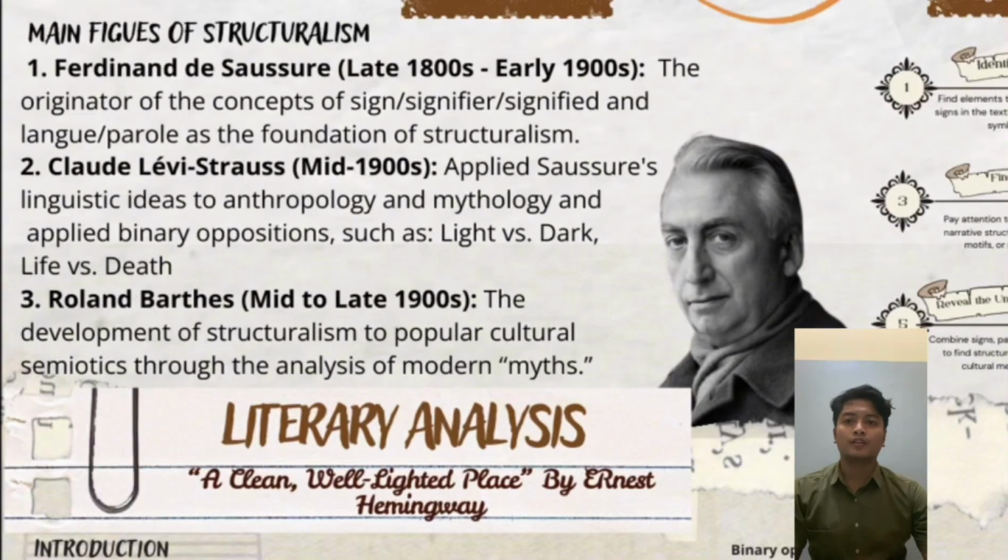The last figure is Roland Barthes. His period is around the middle to late 1900s. Barthes further developed structuralism into popular cultural semiotics. He famously analyzed modern cultural phenomena like wrestling, advertisement, or fashion as myths, revealing the underlying social and ideological structures they communicate.